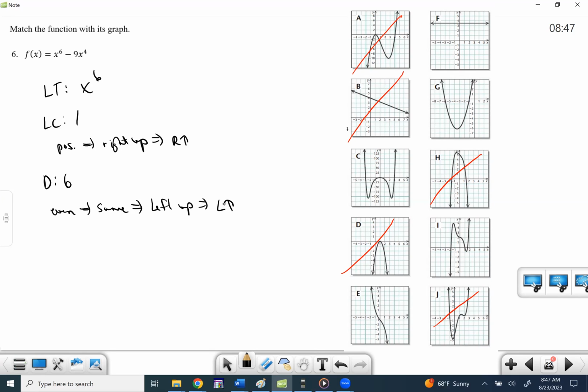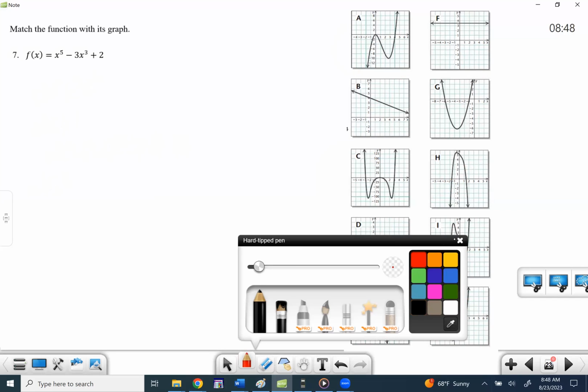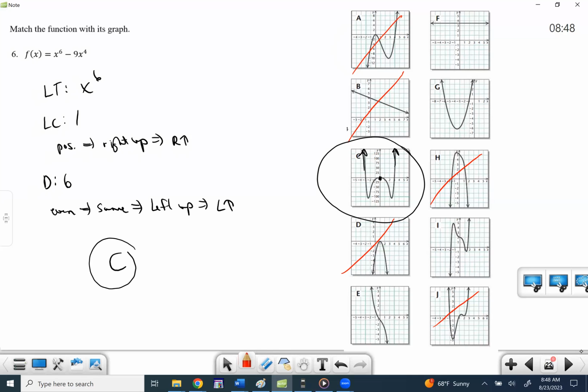Let me just double check everything here. And it goes through 0, 0. Oh, I didn't even see C, you guys. There's the winner. The right goes up, the left goes up, and it goes through 0, 0. C is the winner. I don't know how I missed C on that one. So pretty much the E is still left, right, in that row. These are all gone now. And then the other row, H and J are gone.